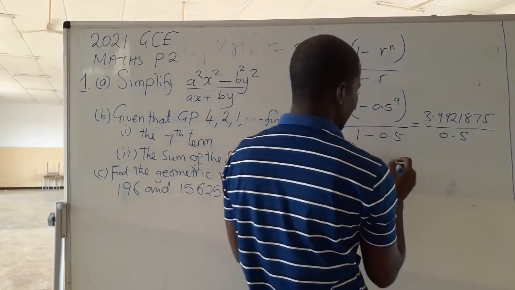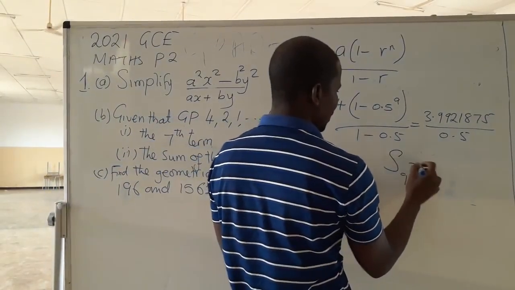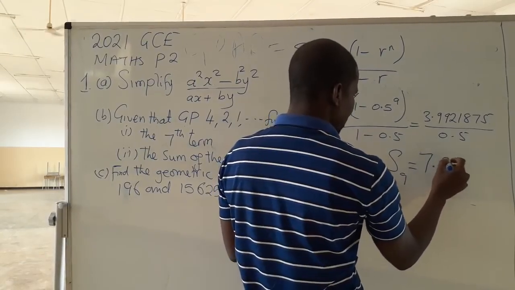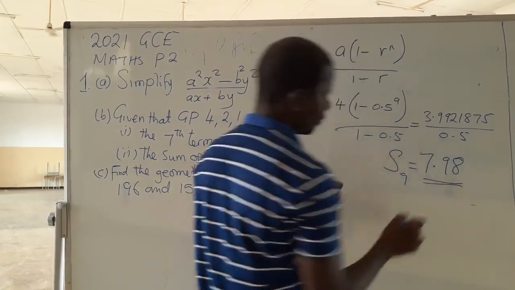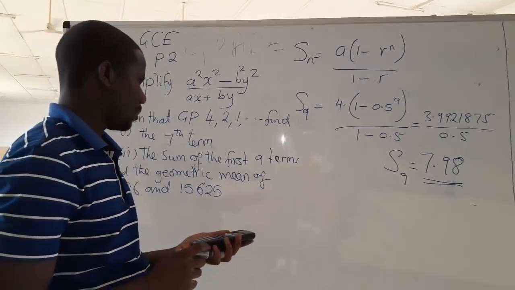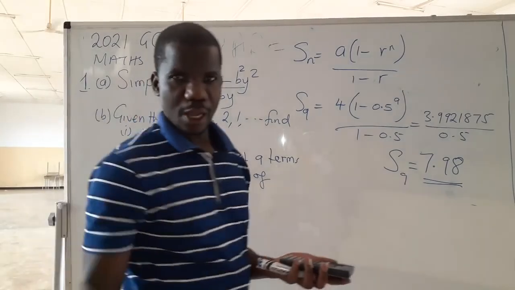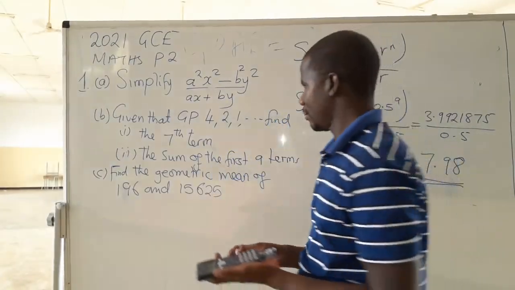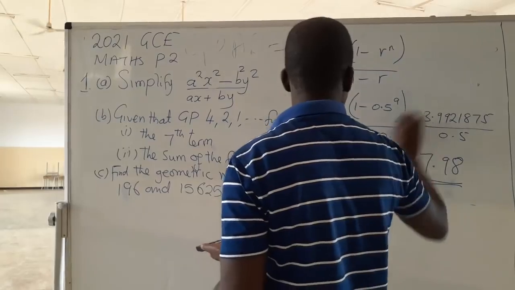So we are going to get that the sum of the first 9 terms is equal to 7.98. You round off to 3 significant figures. That is what will be your answer. Are you following? Okay.